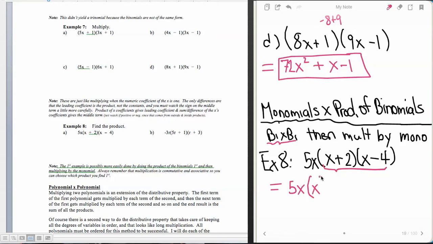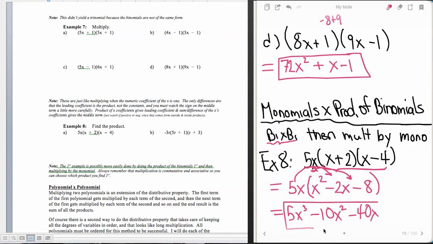So I know I'm going to get an x squared, and the difference of 4 and 2, and it's going to be negative, and then the product of 4 and 2, and it's also going to be negative. And then I can do my distributive property with my monomial through my polynomial. So 5x times x squared, which gives me 5x cubed, and then 5x times negative 2x, which gives me a negative 10x squared, and then 5x times negative 8, which is negative 40x, and that'll be my final answer on that one.